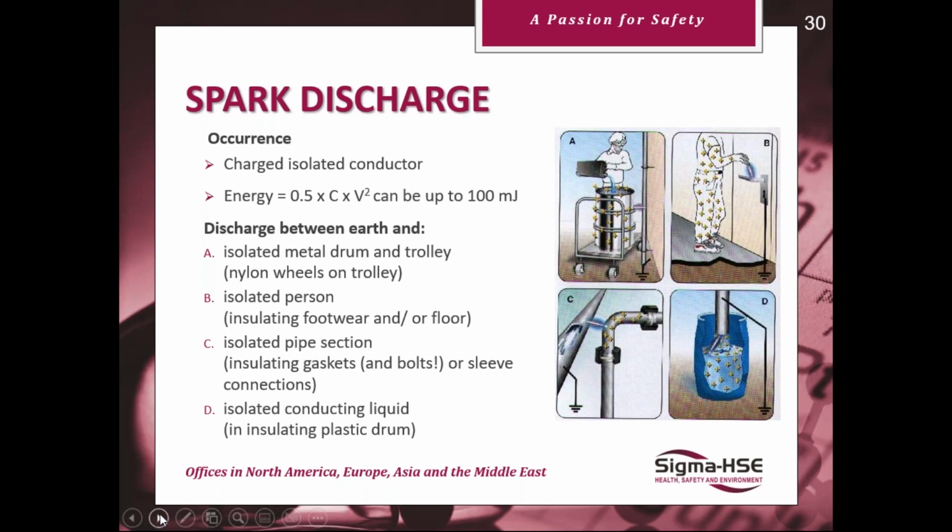You've got B, an isolated person, insulating footwear and or floor. And then you get the discharge as he goes to open the door. C is an isolated pipe section, what we spoke about before. And again, it's close to another pipe, which is earthed. And this can be caused by insulating gaskets and sleeve connections. And the last one we talked about is isolated conducting liquids in an insulating plastic drum. All types where you can get spark discharges.